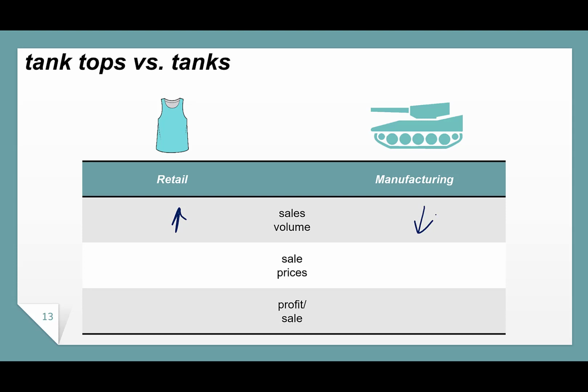Because the sales volume is higher and the products are smaller, the sale prices are usually lower at retailers. Manufacturers, on the other hand, may produce only a few pieces every year, so the sales volume is lower, and in order to pay their employees and stay in business, they need to charge higher prices. Lastly, if a manufacturer is only making a few products a year, they need to make more money per sale, again, to stay in business. Retailers, though, can earn less profit per sale because they make so many sales each year.